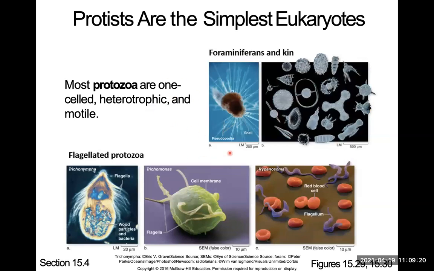So this slide shows you different kinds of organisms. I'm not going to ask you to know. I'll tell you the ones I want you to memorize, so you don't have to memorize these. So most protozoa, they are one cell. There are some that are multicellular, and they're heterotrophic, means they feed on other things, and motile. Motile means to move. In order to move, they probably have flagella. Flagella helps with movement, or cilia.